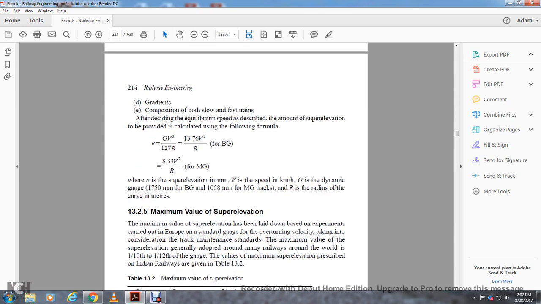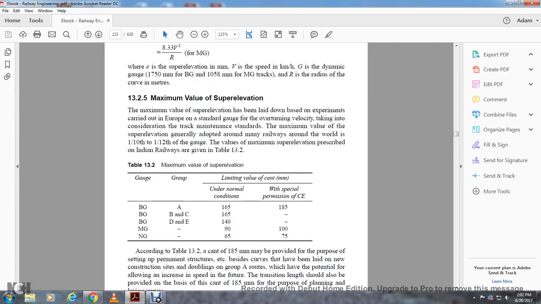13.2.5 Maximum value of superelevation. The maximum value of superelevation has been laid down based on experiments carried out with the European standard gauge for overturning, with the velocity taken into consideration, and track maintenance standards. The maximum value of superelevation generally adopted by railways around the world is 1/10 to 1/12th of the gauge. The maximum superelevation prescribed on Indian Railways is given in Table 13.2.